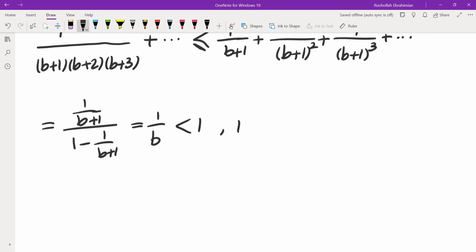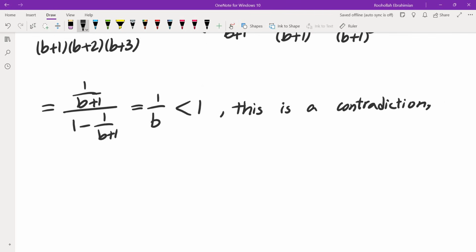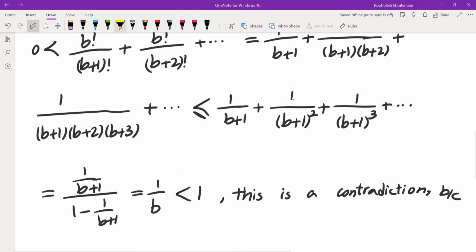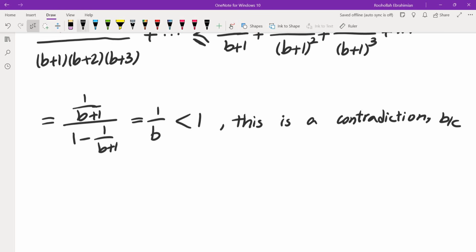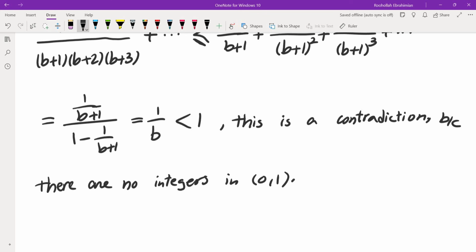So this is a contradiction. Because we found some number, this quantity, that is an integer, but at the same time it is greater than 0 and less than 1, because there are no integers in the open interval 0 to 1. So this completes the solution for this problem.